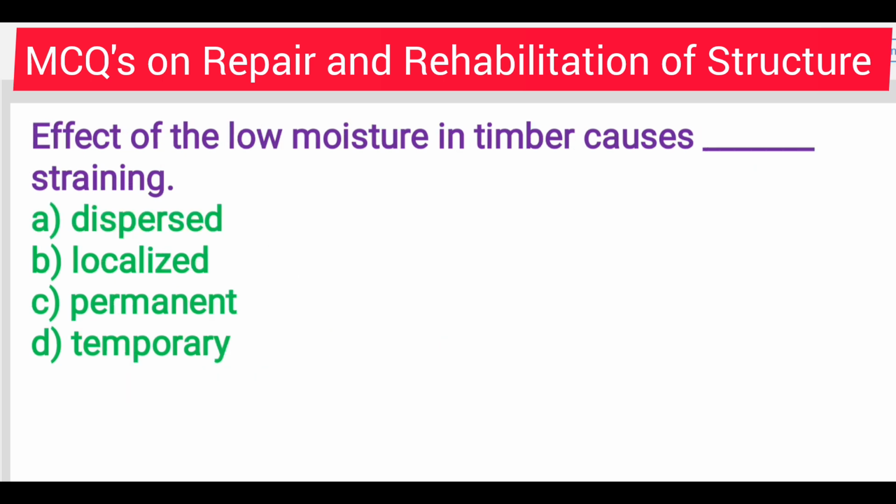Next question, effect of low moisture in timber causes dash staining. Option A, dispersed. Option B, localized. Option C, permanent. Option D, temporary. So the correct answer is option B, localized.